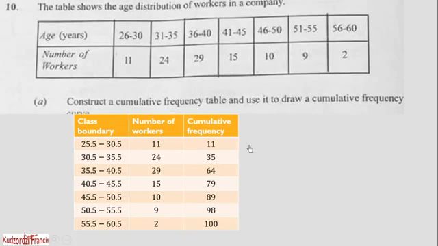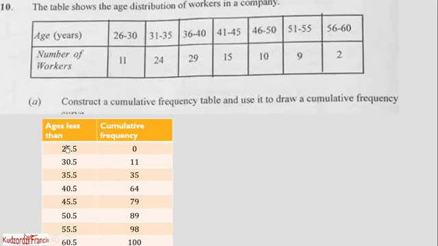Now we need the ages less than the class boundaries, the upper class boundaries. So ages less than 25.5, 30.5, 35.5, up to 60.5. So we know that there are no workers who have age less than 25.5, so it will be 0.